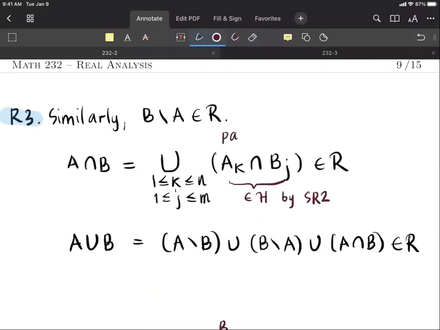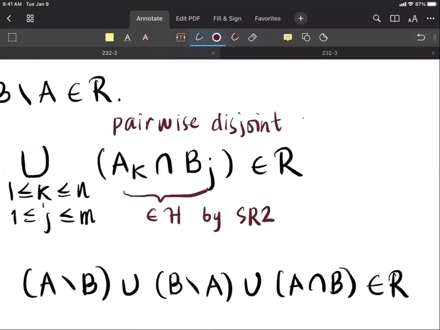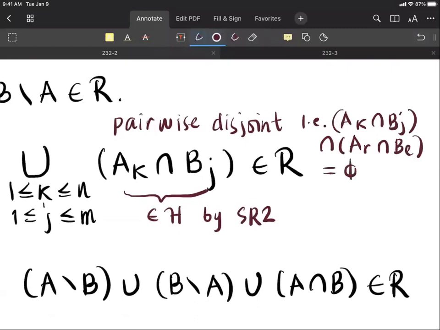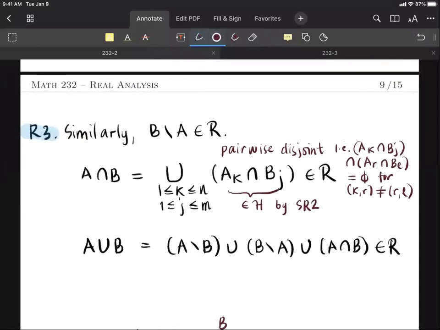And this is also pairwise disjoint. This comes from the fact that the A sub k's are pairwise disjoint and the B sub j's are pairwise disjoint. So in other words, A sub k intersection B sub j. If you take the intersection with, let's say, A sub r intersection B sub l, this is empty, provided that (k, j) is distinct from (r, l). Hence, we have written the intersection of A and B as a pairwise disjoint union of elements in the semi-ring as well.